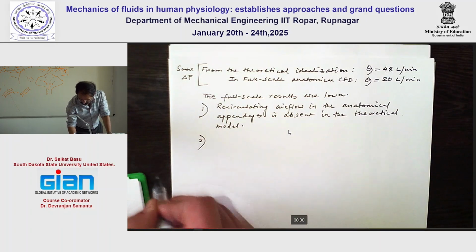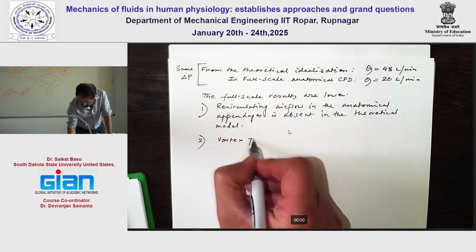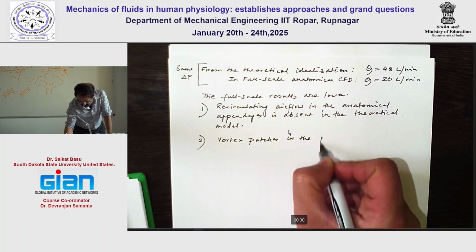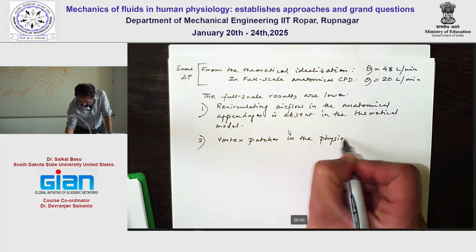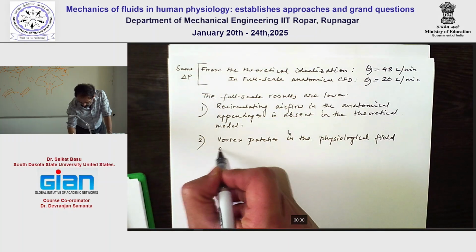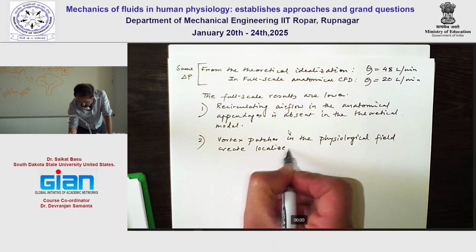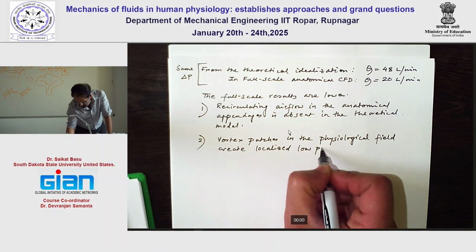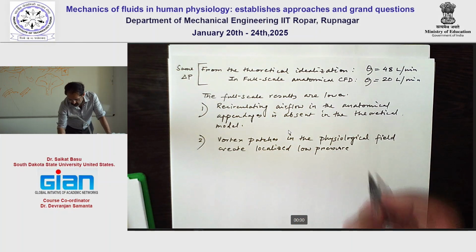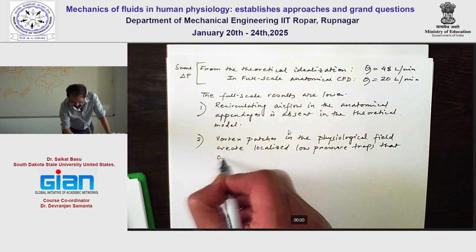And number two, the vortex patches in the anatomical, in the physiological field, create localized low pressure, let me borrow your terminology, low pressure traps that can slow the flow down.